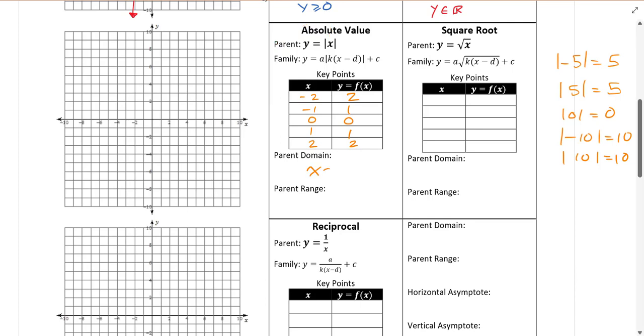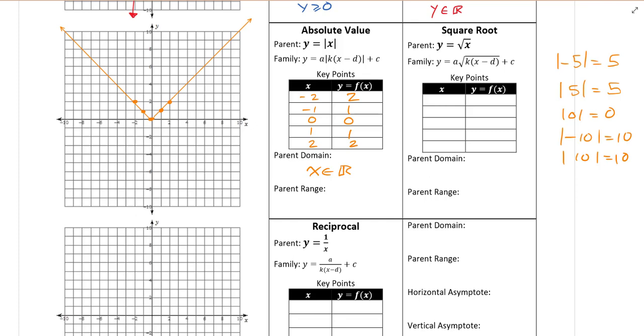Again, I can input anything I want into this. There's nothing stopping me from putting any number I want in. So again, x can be anything. Let's graph this. 0, 0, 1, 1, 2, 2, -1, 1 up, -2, 2 up. And we get this V shape. So I'm going to get out my ruler tool and draw 2 lines.